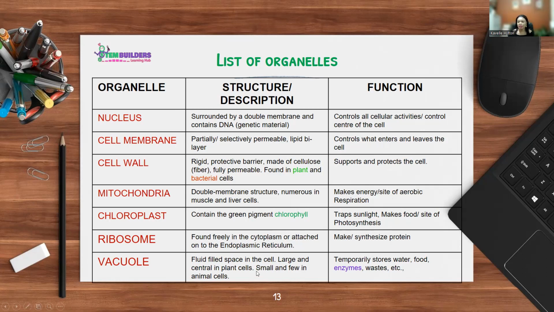The vacuole, we mentioned that one before. It's a fluid-filled space in the cell, and its function is to temporarily store water. So it's like a storage sack or container for the cell. You have your pantry in your house, where you keep your food. That's the vacuole for the cells, right? So it stores water, food, enzymes, waste, etc.